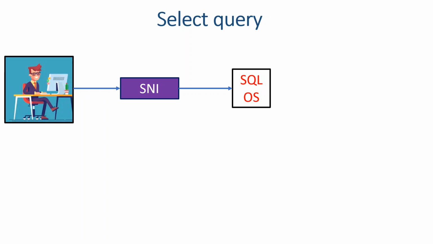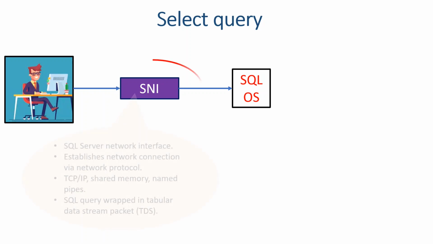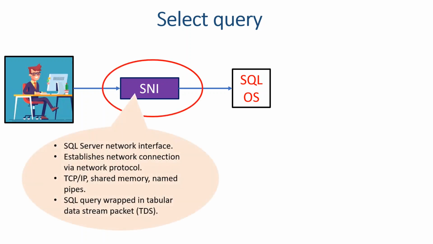No matter what kind of interface he is using, he can be using SQL Server Management Studio, Azure Data Studio, .NET Visual Studio, or even a third-party application. No matter what kind of interface he uses, first the user should get a secure network connection to the SQL Server, right? But how does that happen? There is something known as the SQL Server Network Interface, also known as SNI. What this SNI does is establish a secure network connection between the SQL Server and the client. The client is the user here.